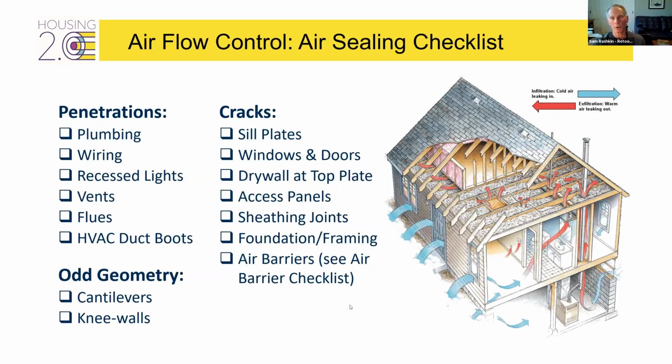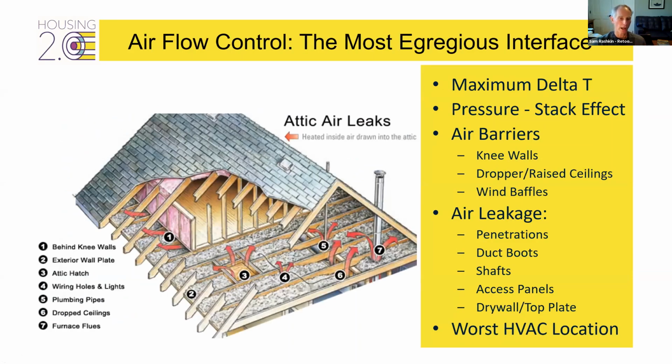Cantilevers, knee walls, but we know how to do these. It's a basic checklist approach. What I want to highlight is that the most egregious interface, though, is the attic to the ceiling below. This is where you have the maximum delta T, the temperature difference. In the summer, it could be 130 degrees. In the really hot Western climates, it could be 150 to 180 degrees. This is the most egregious interface for temperature.